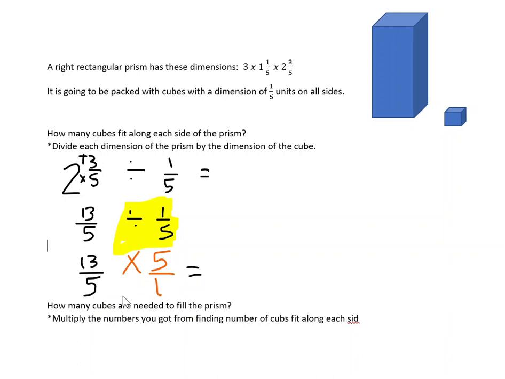When you're multiplying fractions, you can just go straight across. 13 times 5 is 65. 5 times 1 is 5. 65 over 5, that's just a division problem. 65 divided by 5 is 13. Or we can see that with cross simplification, the 5s are both divisible by 5, and when we divide that, we're left with just 13 times 1 over 1. And that tells us that 13 of these cubes will fit along the 2 3/5 inch dimension.